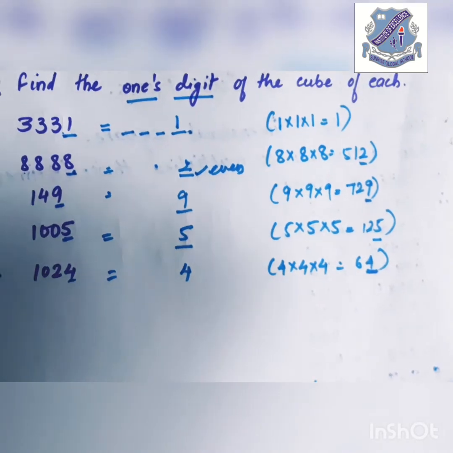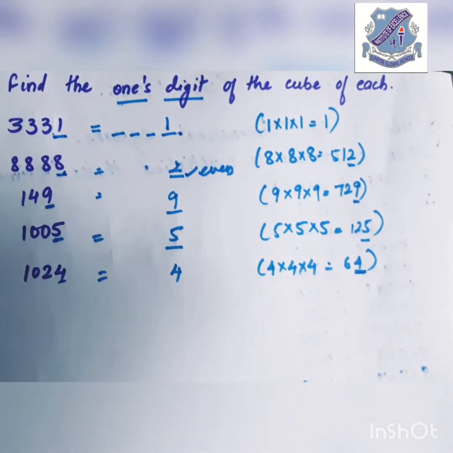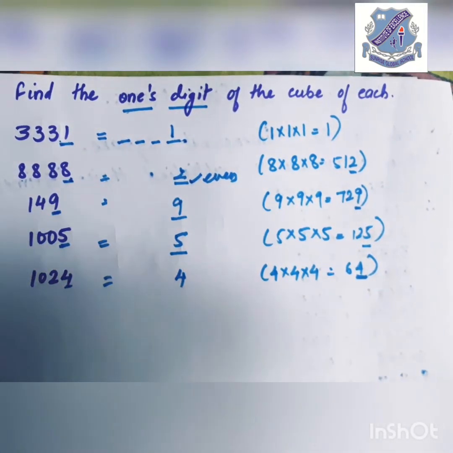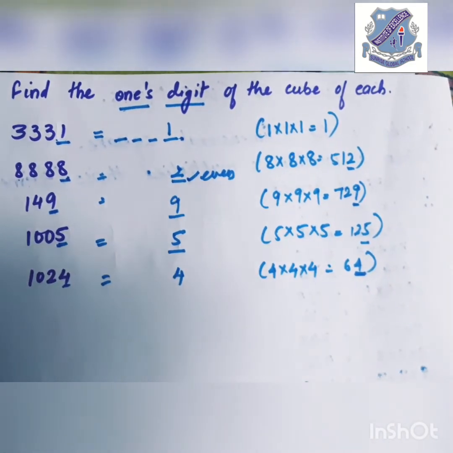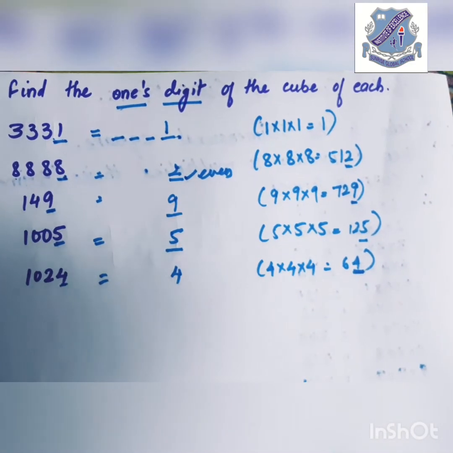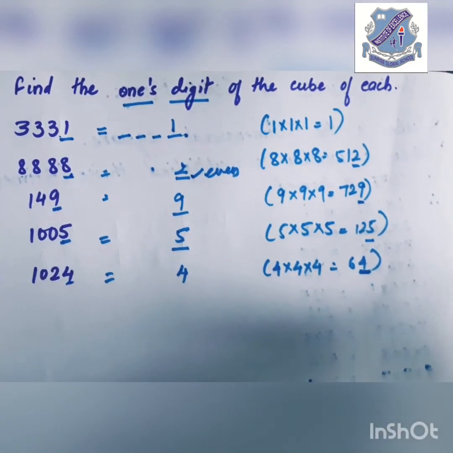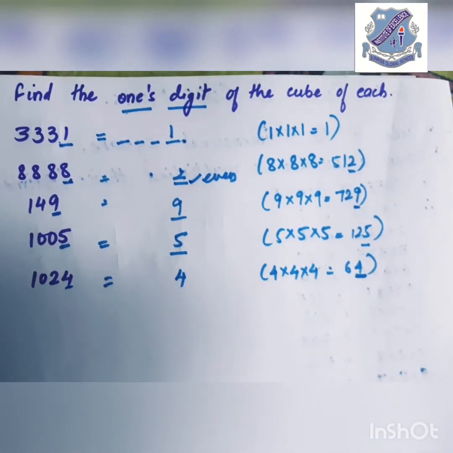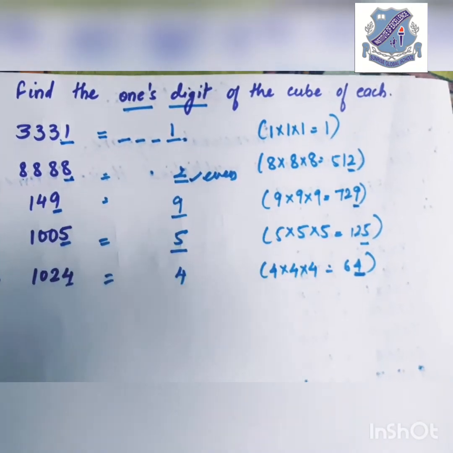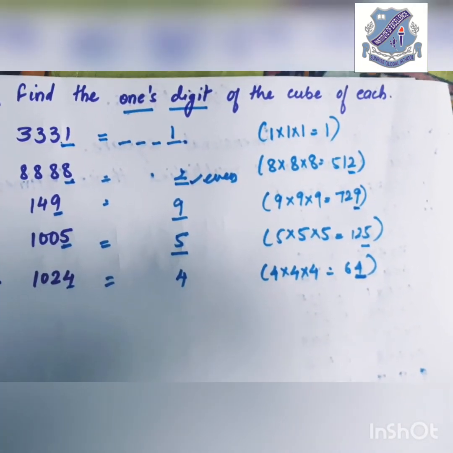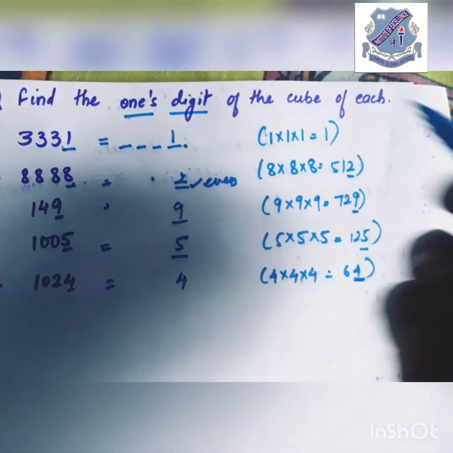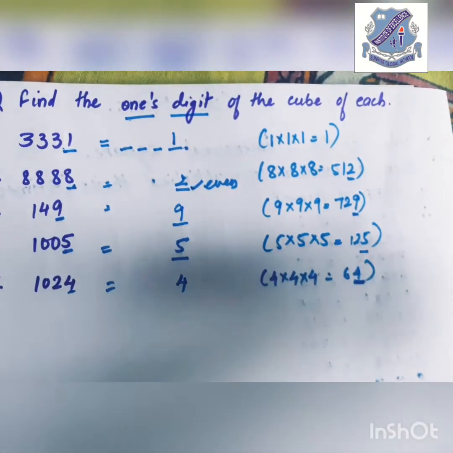So the things that we have learned today are that a cube is a 3D dimensional version of a square. Another thing, any number which is multiplied by itself 3 times becomes a cube. Then we have learned that if a number is an even number, then the cube of that number will also be even. If the number is an odd number, the cube of that number will also be odd. Correct? And this is how you will find the ones digit of the cube of each number.